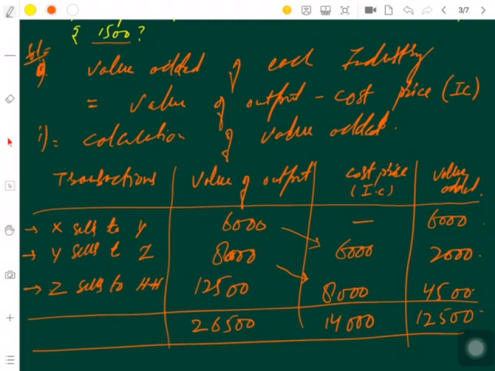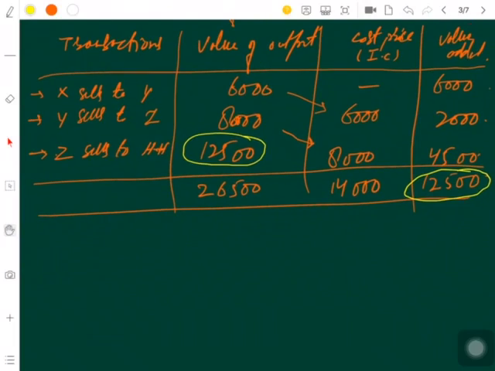12,500. Look, what I was telling earlier, this has to equal this, but here it is not in the context. What is in the context? We have already calculated the value added. So after we are done with the calculation of value addition, the second step will be to look into the second part, that is GDP. So here we are able to tell now what is the value added by each firm.